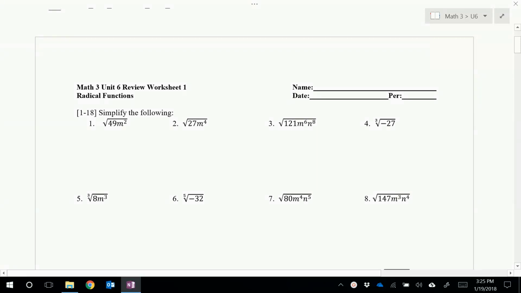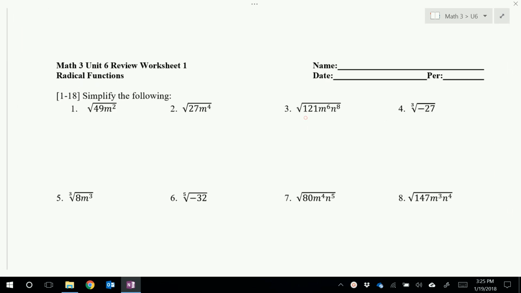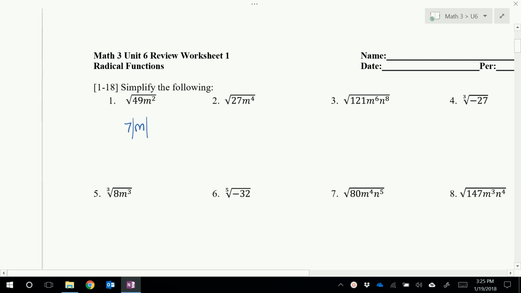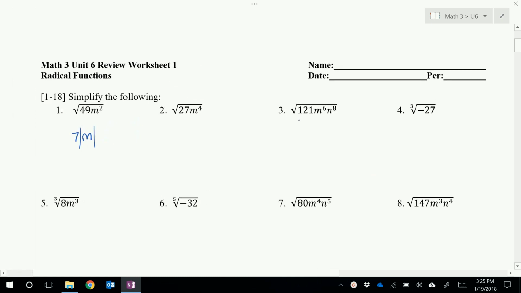I'm going to go over the odd problems of the Math 3 Unit 6 Worksheet 1, starting with number 1. We have the square root of 49, that's 7 times 7, and m. But when we take the square root, we need to make sure we have a positive answer, and we don't know if m represents a positive number, so we put absolute value around it. Number 3, square root of 121 is 11.